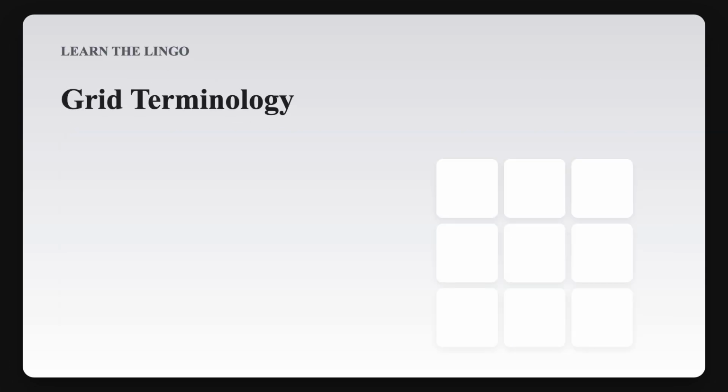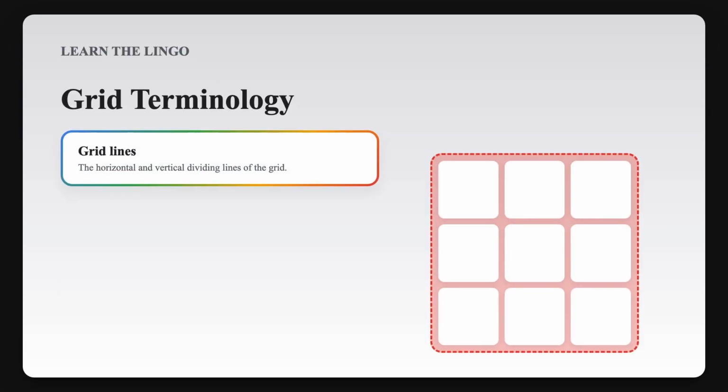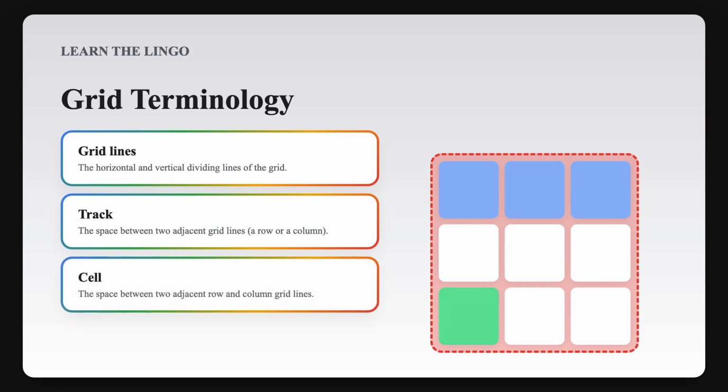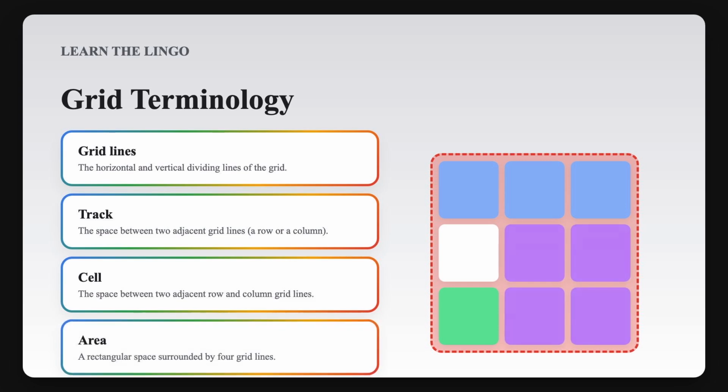Before we jump into the code, let's learn the terminology. First, we have grid lines. These are the horizontal and vertical lines of your grid. Next is a track, which is just the space between two adjacent grid lines, forming a row or a column. A cell is a single space bounded by those lines. And finally, an area is a larger rectangular space surrounded by four grid lines.